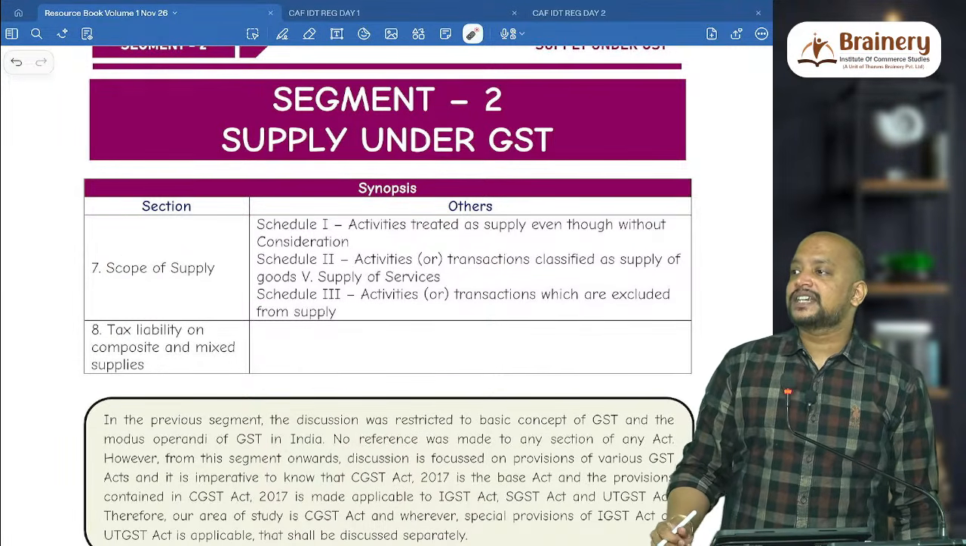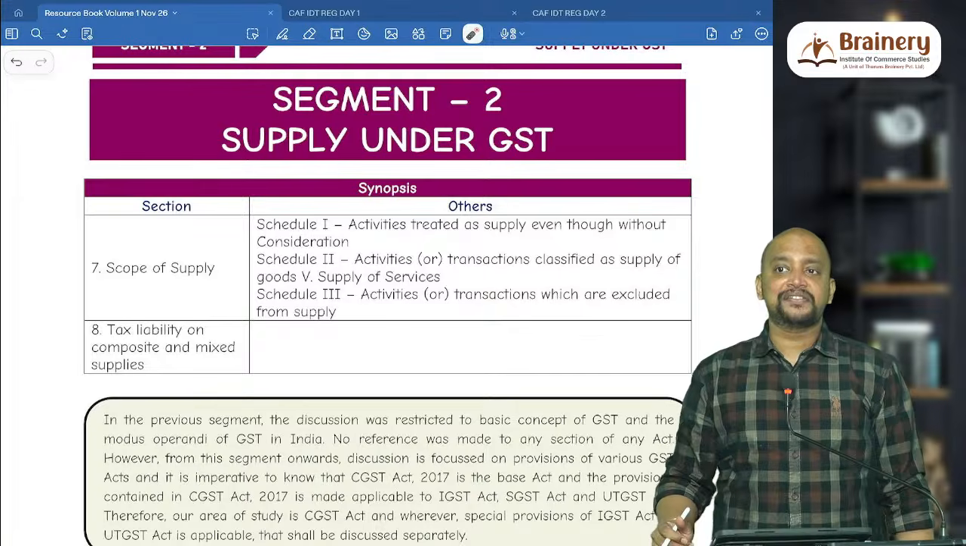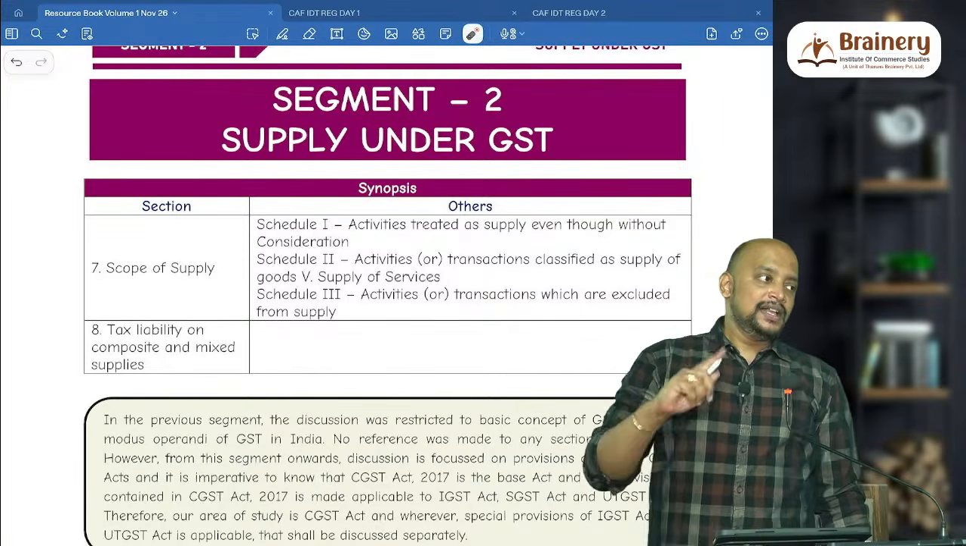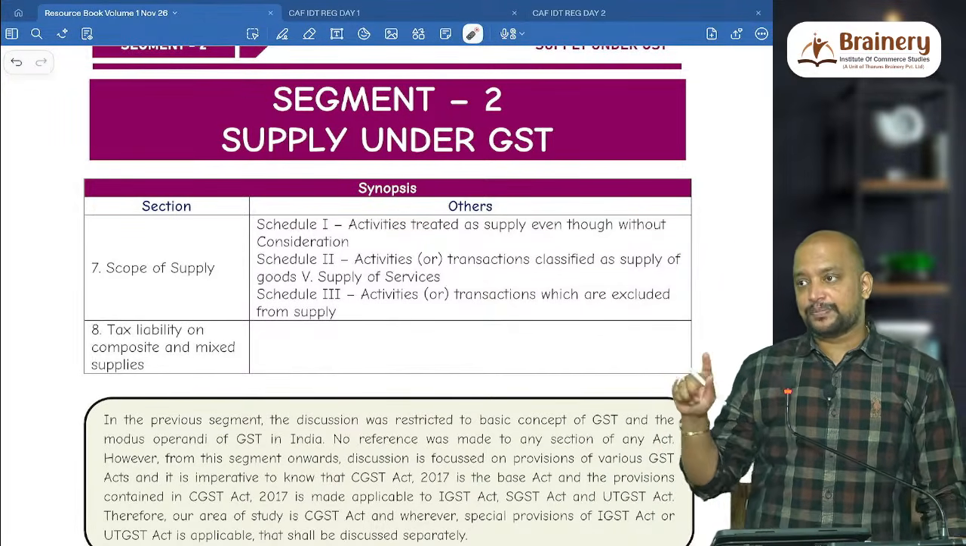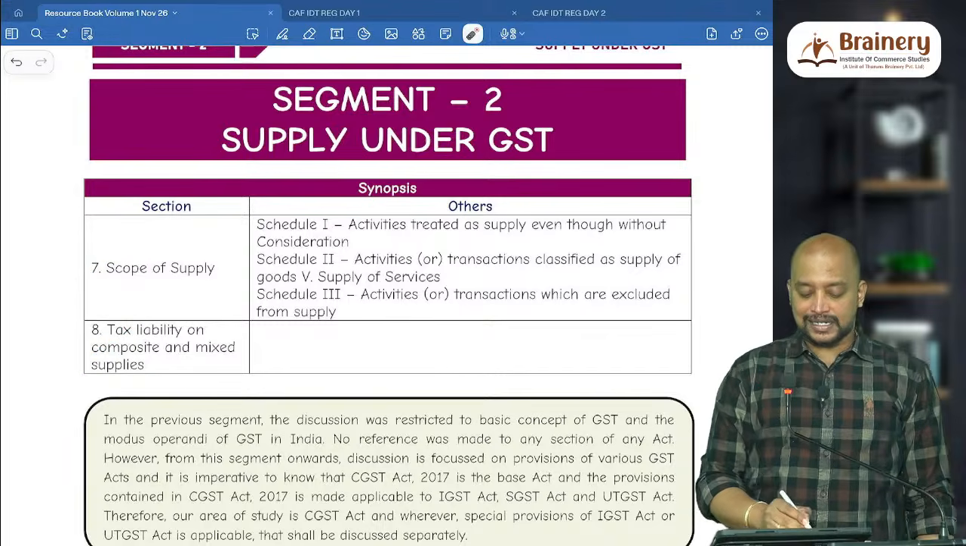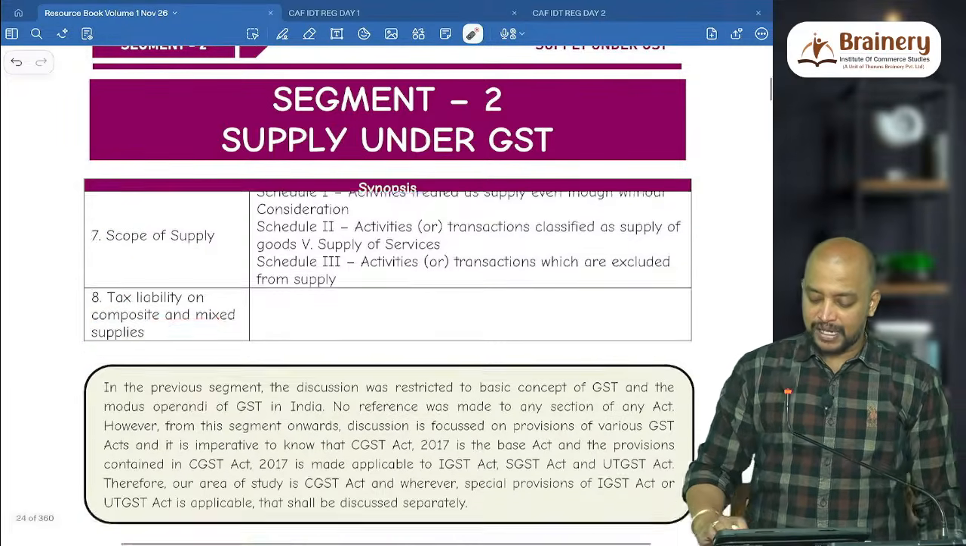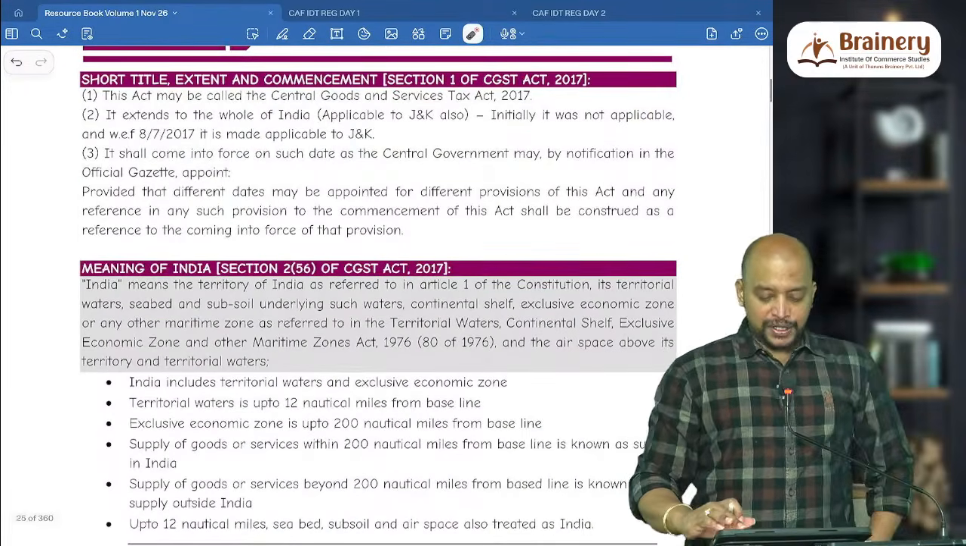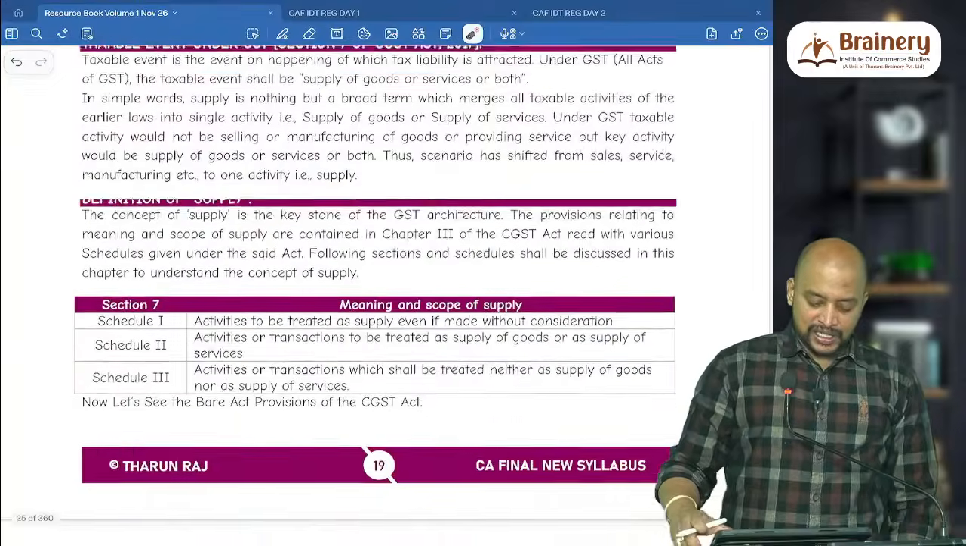7 and 8 of which Act? Yesterday we discussed 7 and 8 of the IGST Act. What are 7 and 8 of the IGST Act? Interstate supply and intrastate supply. These 7 and 8 of the CGST Act are supply, and composite and mixed supply. Now look into section 7.